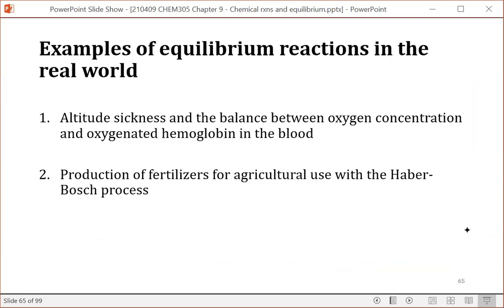So I'm going to give a couple examples of equilibrium reactions in the real world to hopefully make this have a higher impact and make more sense. The first is on altitude sickness, which is an imbalance between the oxygen concentration and oxygenated hemoglobin in the blood. And then the second example will be on the production of fertilizers for agricultural use with the Haber-Bosch process.